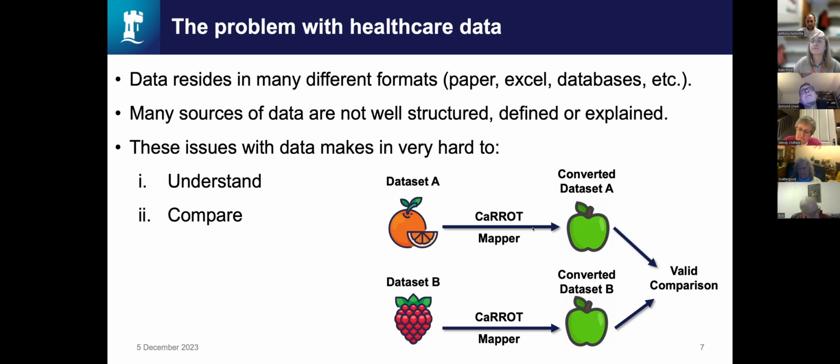So the problem we have is trying to represent this data so it can just be discovered, not understand what's within it. Let's say Professor XYZ has a data set on asthma in Leeds, and Professor ABC has a data set on asthma in Plymouth, but they're all named differently. One's on paper, one's in Excel. It's very difficult to compare these data.